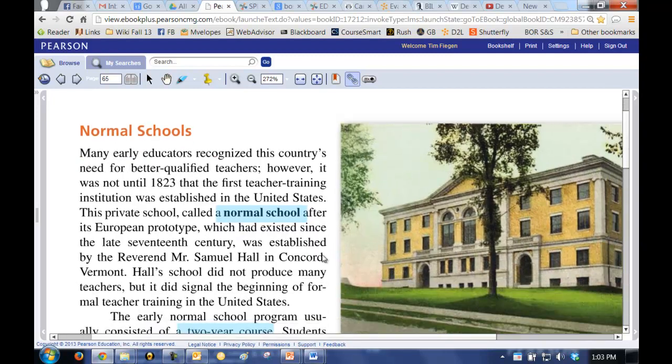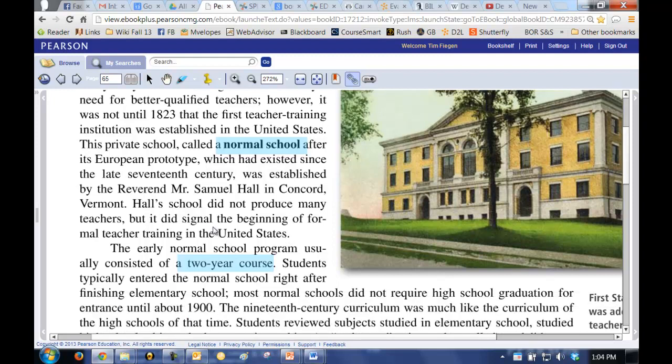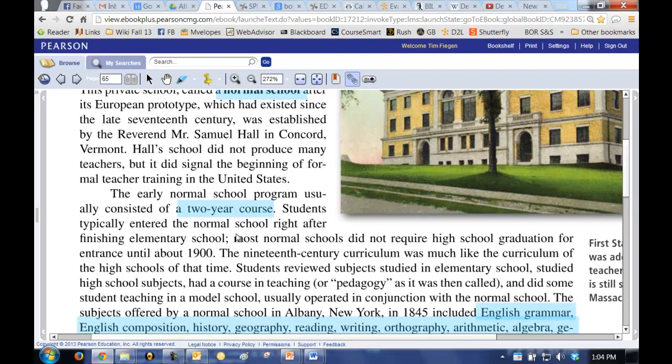Then normal schools. Many early educators recognized this country's need for better qualified teachers. However, it wasn't until 1823 that the first teacher training institution was established. This private school was called a normal school. And again, that's on the test, so you need to know what normal school means. It was modeled after a European prototype which had existed since the 17th century. It did not produce many teachers, but it did signal the beginning of formal teacher training.